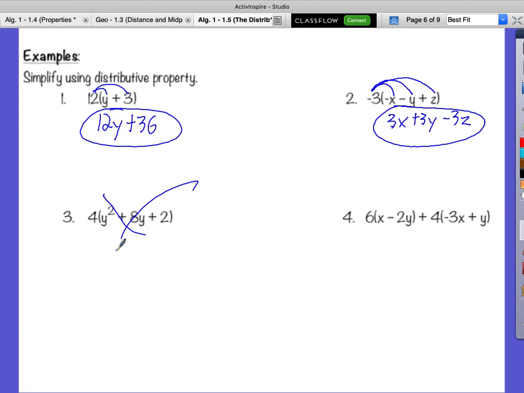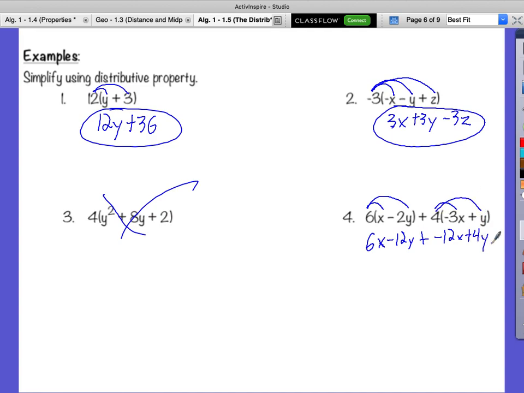Let's talk about this one up here, okay? So, you have to distribute a couple times here, right? Yes, sir. So 6 times x is 6x, and 6 times negative 2y is negative 12y, okay? Then we have this plus sign here, and we have 4 times negative 3x, which is negative 12x. Okay, then we have 4 times y, which is 4y.